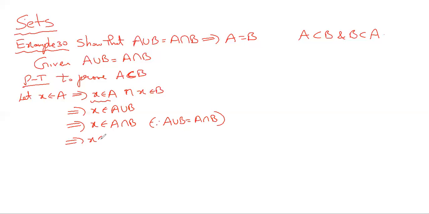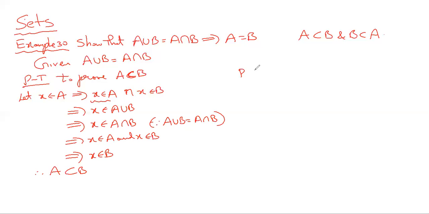That implies x belongs to A and x belongs to B, with its intersection. When you have two facts joined by and, both are true. So we will consider the fact in which we are interested. We are interested in x belongs to B. Therefore, we conclude A is a subset of B.